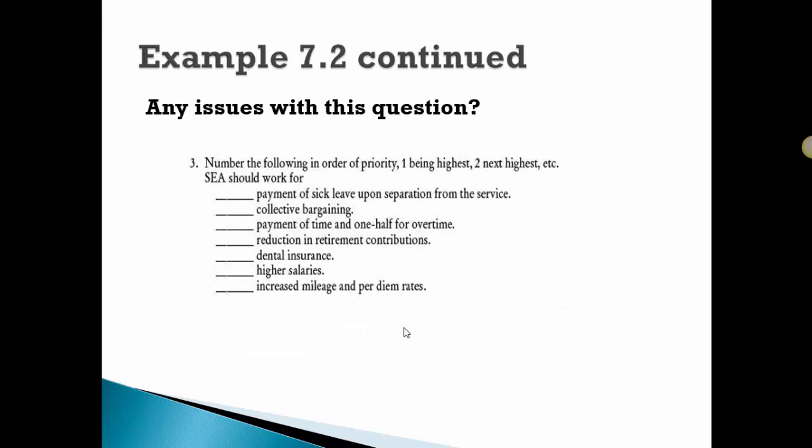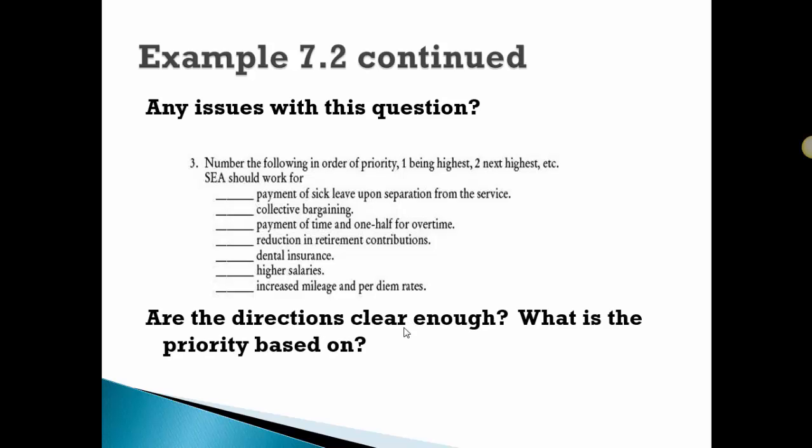How about this one? Number the following in order of priority, 1 being highest, 2 being next highest, etc. SEA should work for, and then there's a list of, looks like 7 choices there. Are the directions clear? What are we basing the priority on? Priority to you, priority in terms of money. They really haven't given much guidance in terms of how they want that priority done.